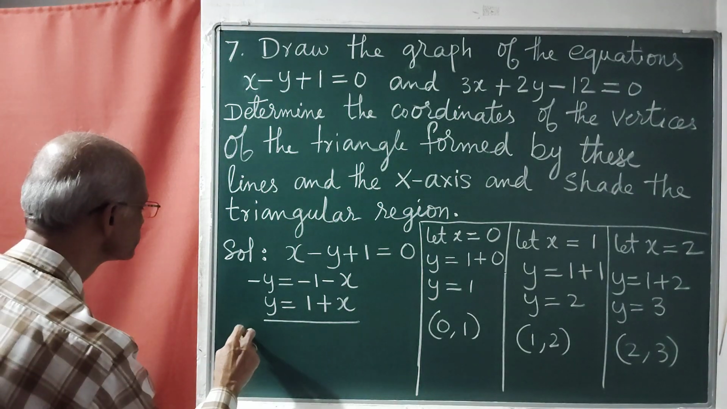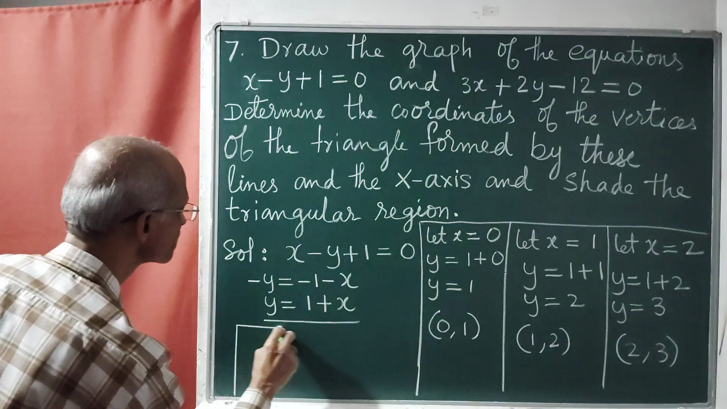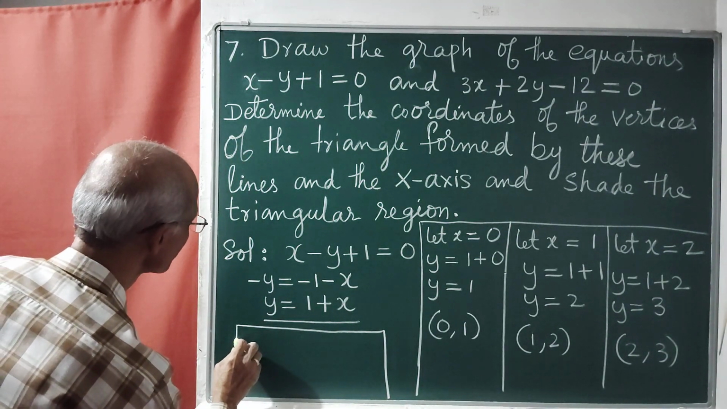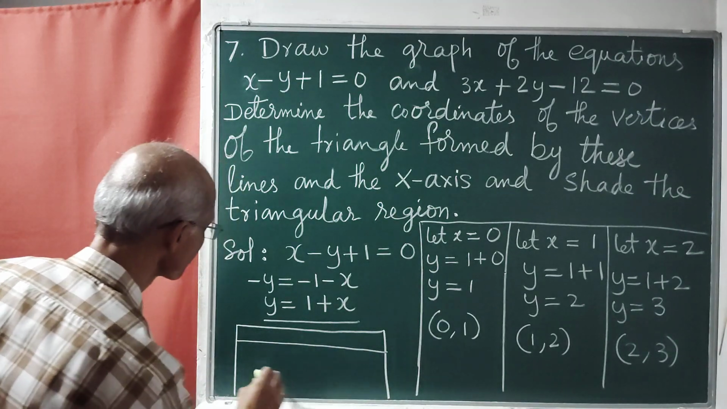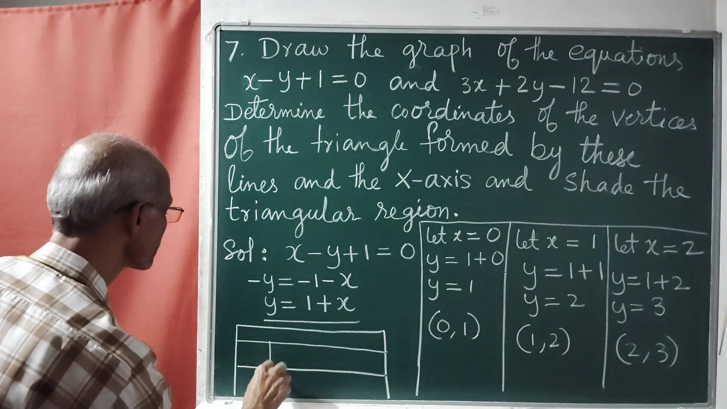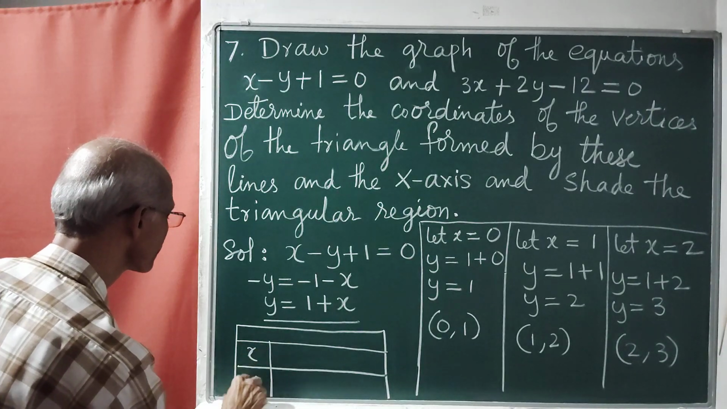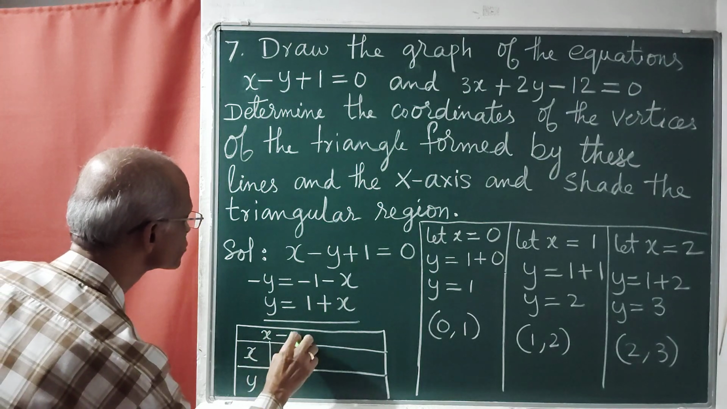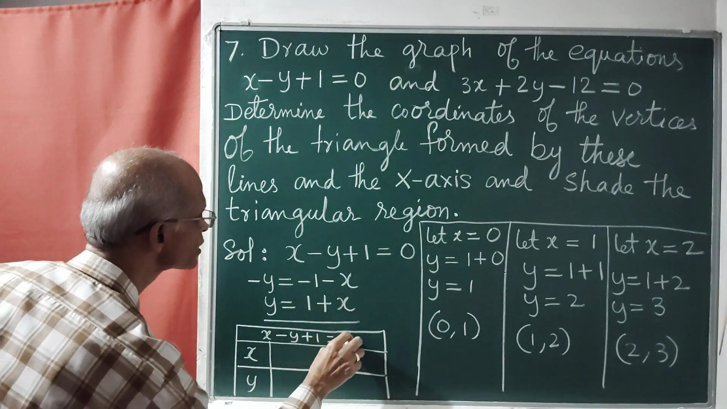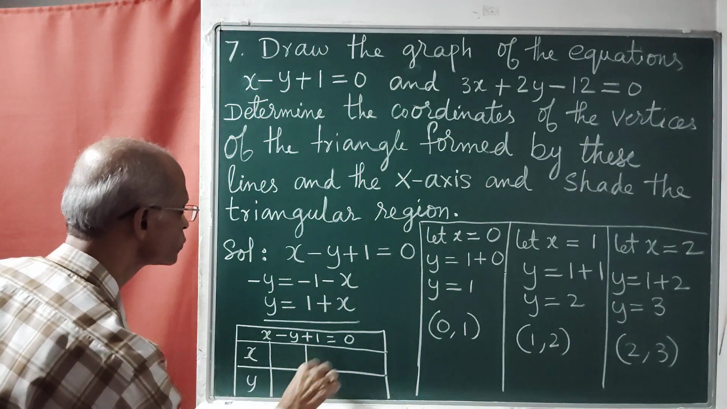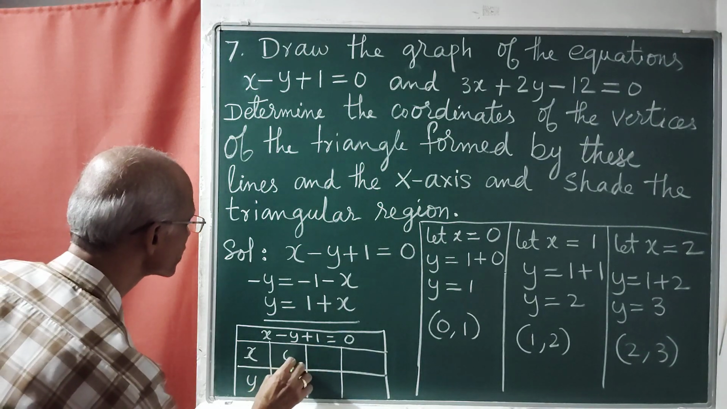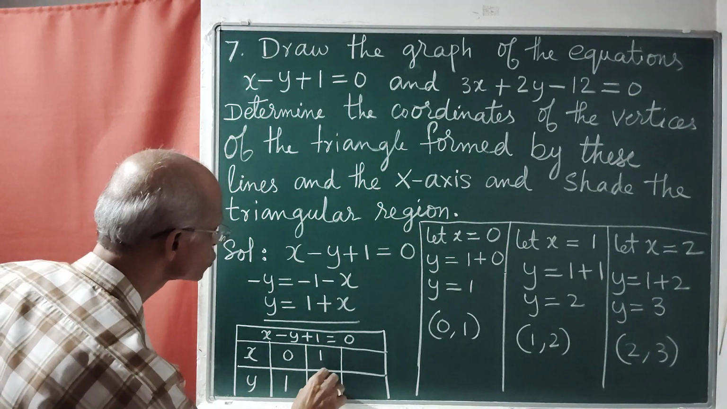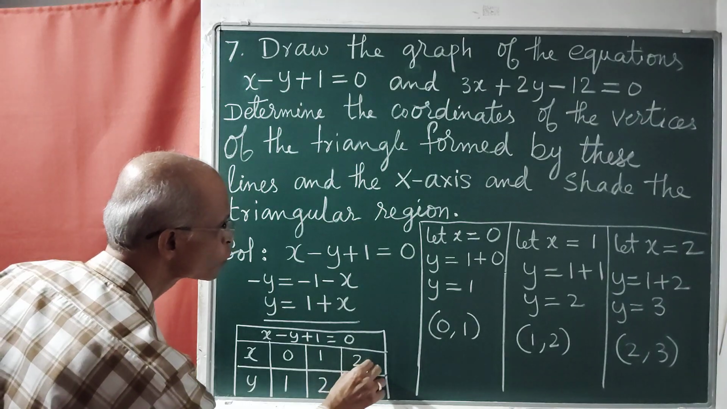We'll put them in a box. X minus y plus 1 equal to 0 is the equation. Now the coordinates: if x coordinate is 0, the y coordinate is 1. If x is 1, y is 2. If x is 2, y is 3.